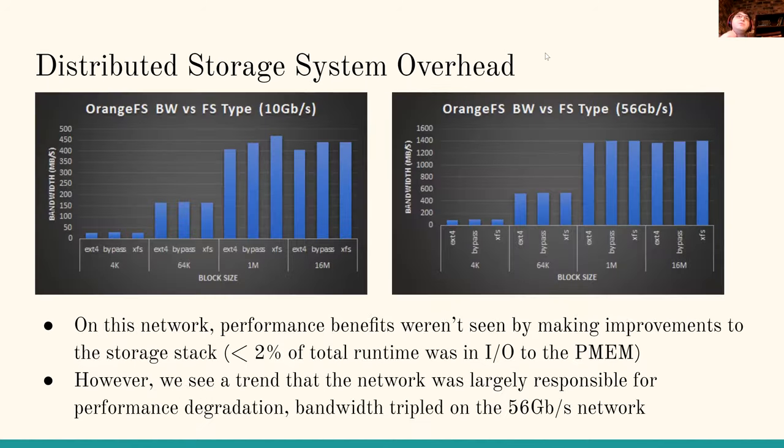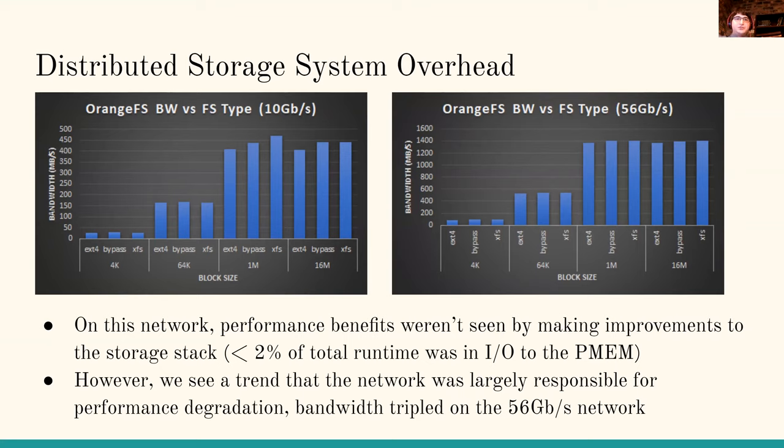The result of this experiment was somewhat obvious. The network was the main bottleneck because it's not 200 gigabit Ethernet. We found that less than 2% of the total runtime was spent in I/O to the PMEM, and around 10% of the I/O time was spent in OrangeFS. For OrangeFS, we found that one of the performance indicators was copy_user_pages. It's essentially copying the data from user space into kernel space in order to do the I/O. So that was a source of overhead on the side of OrangeFS.